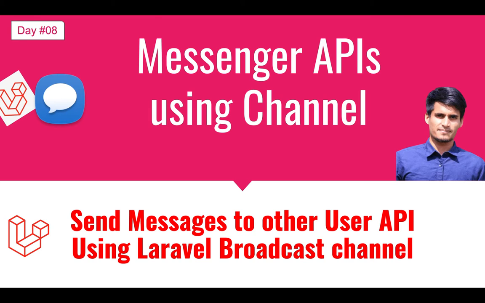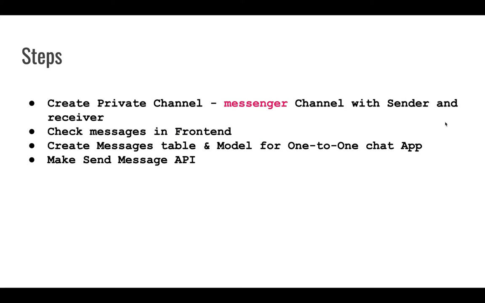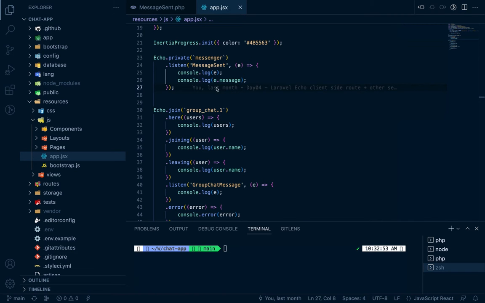In this episode, we're going to implement the Messenger chat APIs for our Messenger chat application. So let's start. In this tutorial, we'll create a private Messenger channel with a sender and a receiver, and after that we'll check messages in the front end, and after that we'll create the message table with a model. Actually, we'll build a one-to-one chat app, that's why we'll use a single model and a message table, and make a send message API. If we go to our resources js/app.jsx, we have already made a private channel for this.